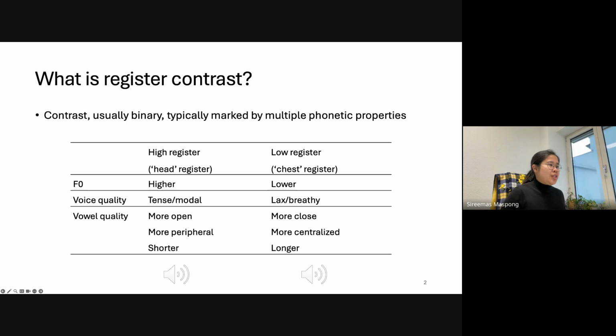So these are two registers, but you will hear that there's a difference mostly in the F0 and voice quality, and maybe a little bit of vowel quality. So that's register contrast.